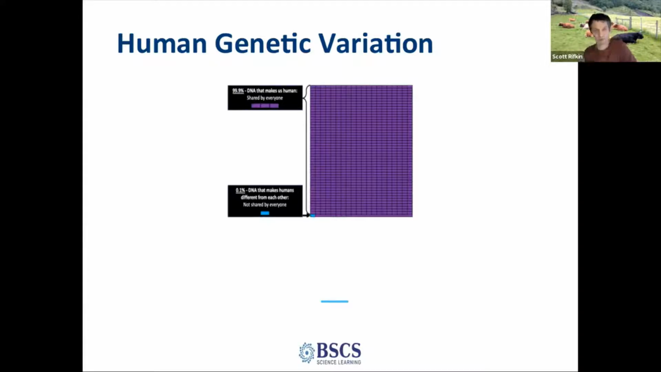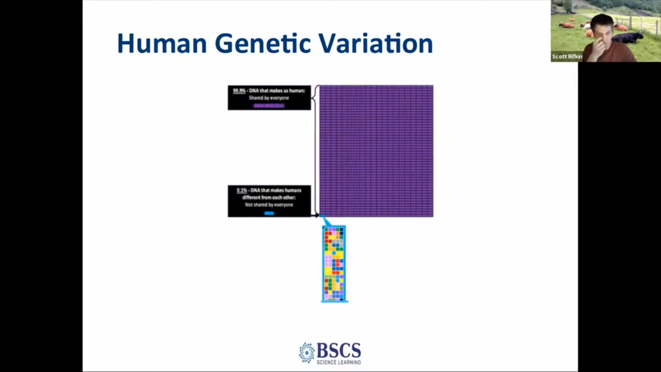So this is what human genetic variation looks like. All the purple is DNA that makes us humans, basically shared by everyone. There's no variation in humans. And that's 99.9% of our DNA. Then 0.1% of our DNA makes humans different from each other. It's not shared by everyone. And in that little 0.1%, we have lots of variation.